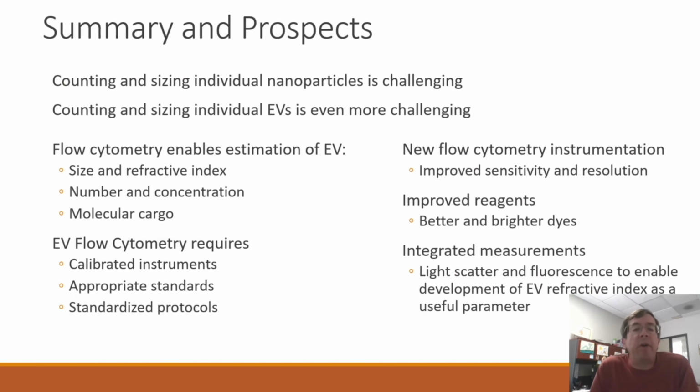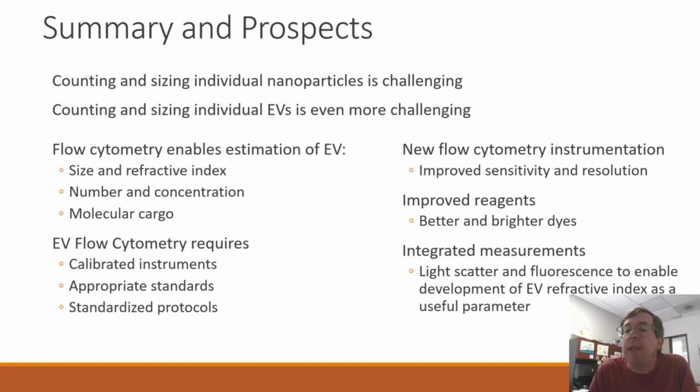So to wrap up, counting and sizing individual nanoparticles is challenging. Counting and sizing EVs is even more challenging, but we've seen several approaches whereby flow cytometry can estimate EV size and refractive index, number and concentration, which is a subject on its own, as is the measurement of molecular cargo. Perhaps we'll touch on those in future tutorials. Common features of EV flow cytometry are an optimized, calibrated instrument, appropriate standards, and appropriate protocols that are applied rigorously.